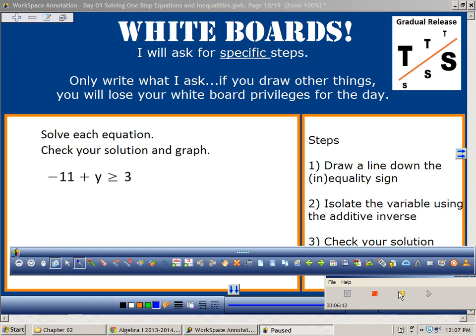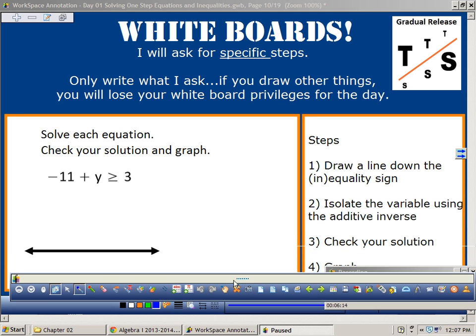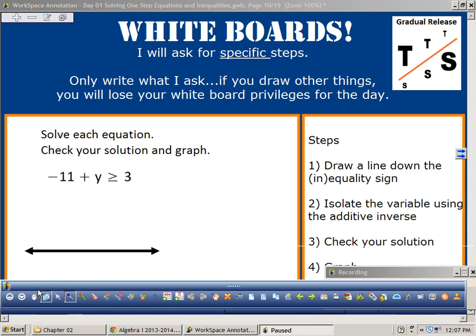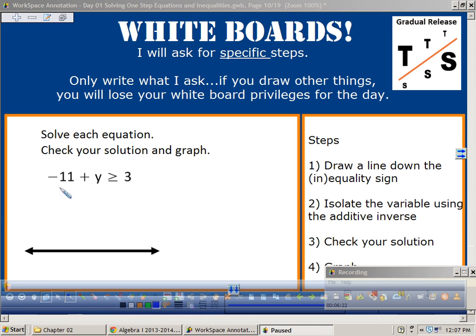Okay, so let's use whiteboard for this one. Go ahead and write down your inequality. And your first step is to draw a line down the inequality sign. So let's go ahead and do the second step this time, which is isolate the variable using the additive inverse. Let me see that on your whiteboard, please.